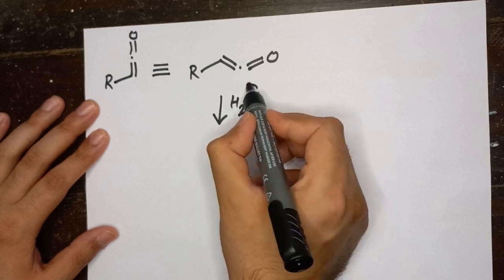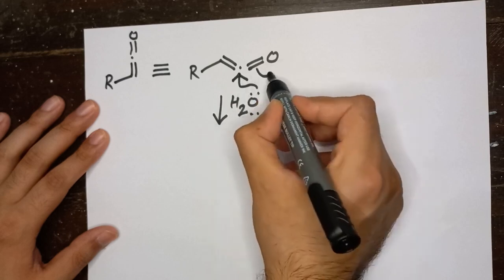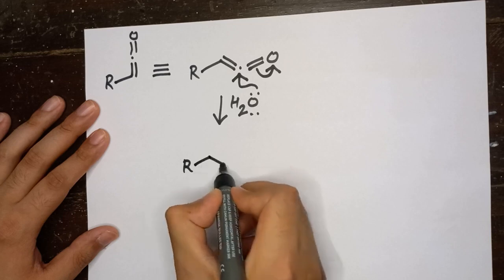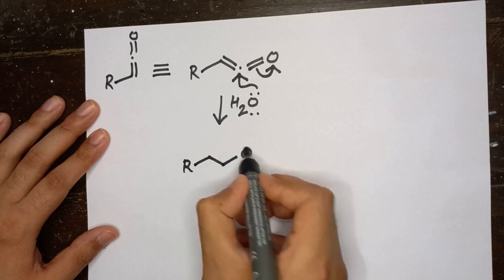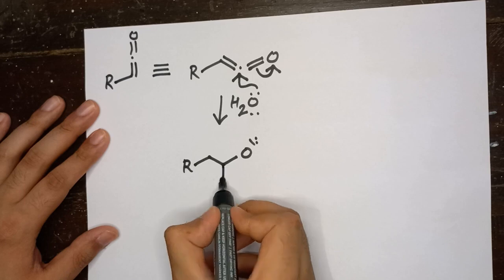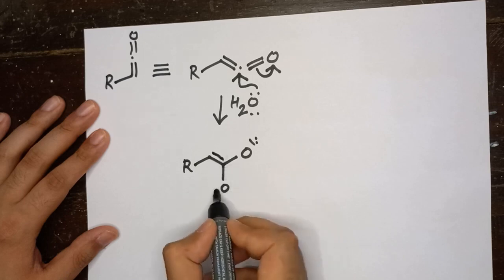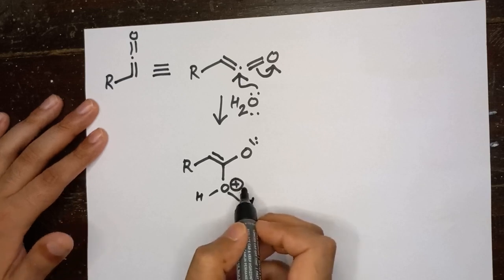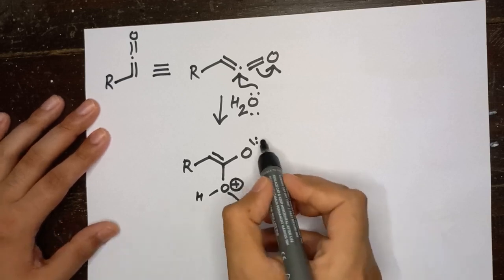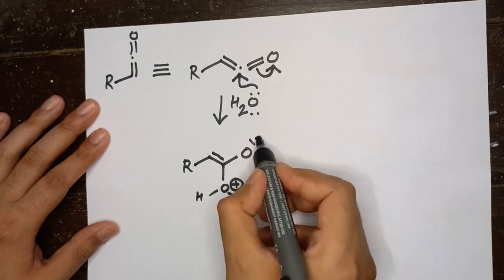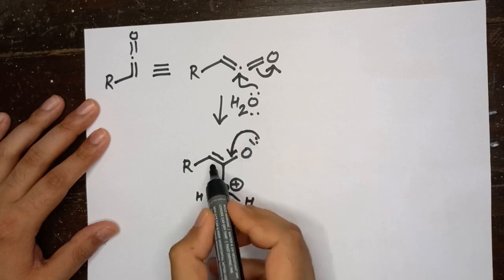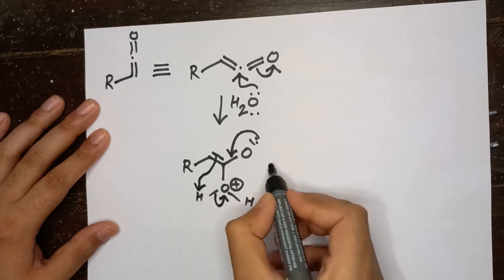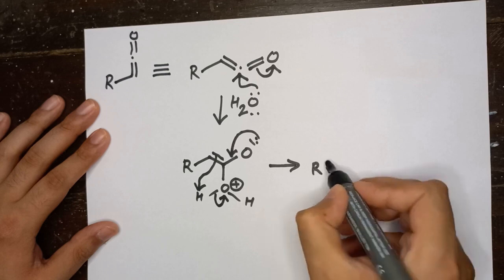So the water lone pair is going to attack at this carbon. This carbonyl double bond will break, and it gives rise to an oxygen bearing negative charge, and this hydronium ion. Then in the next step, this oxygen will reform the double bond, and this double bond will grab this hydrogen, neutralizing this oxygen, and this will give the product we are looking for.